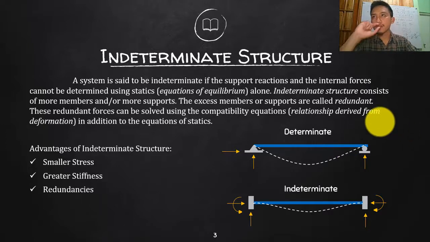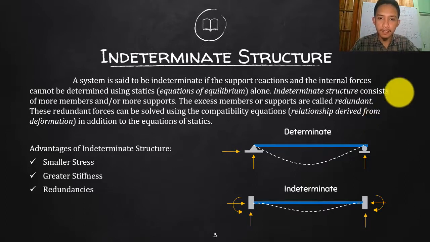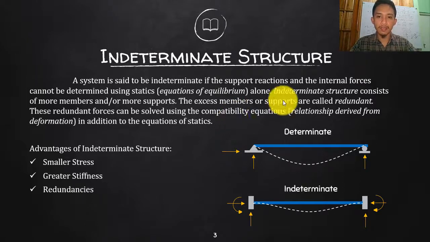So making use of that idea that the support will not deflect, you can actually create an equation out from deflection or out from rotations. Okay, so that is how we will end up with the additional equation for us to solve the additional unknown, the redundant. So compatibility equations. So that is indeterminate structure.